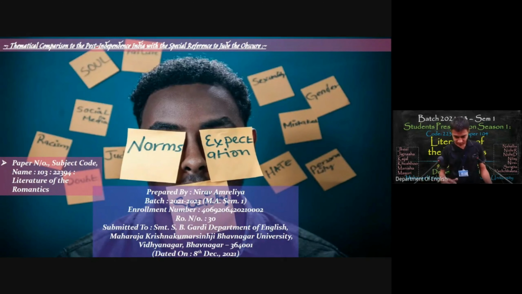So the topic of my presentation today is a thematic comparison to post-independence India, with special reference to the novel Jude the Obscure. How are the themes discussed in the novel, the themes that we can see while reading or examining Jude the Obscure, and how can we compare those things with our prevalent India after we got independence in 1947? What kind of changes were made, keeping in mind these themes? So let us move ahead to the next slide.